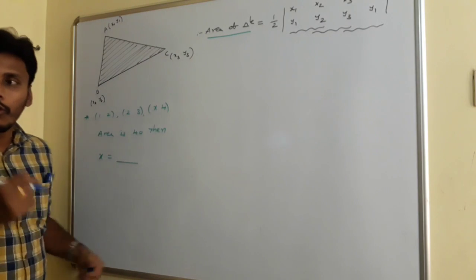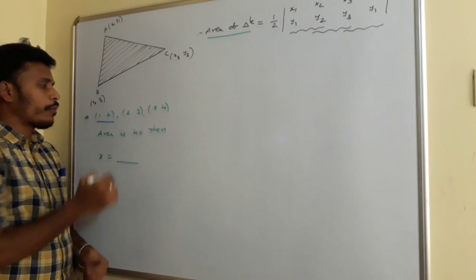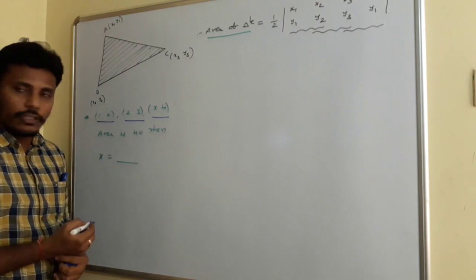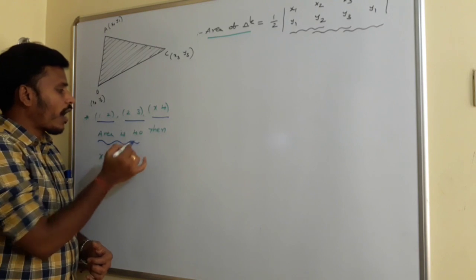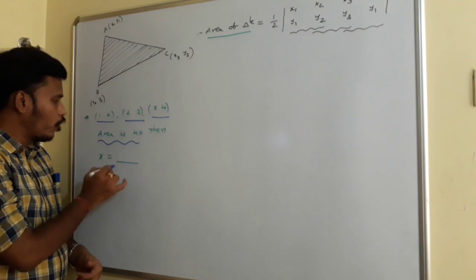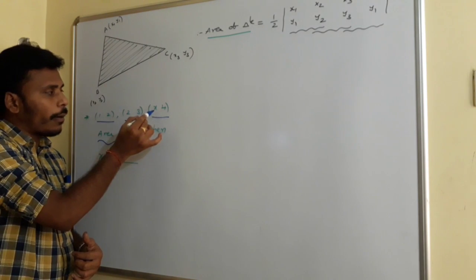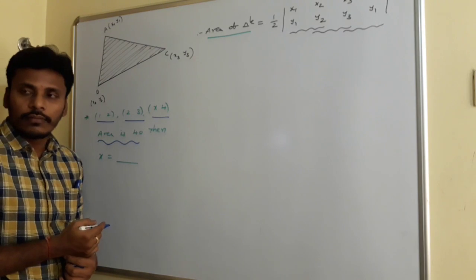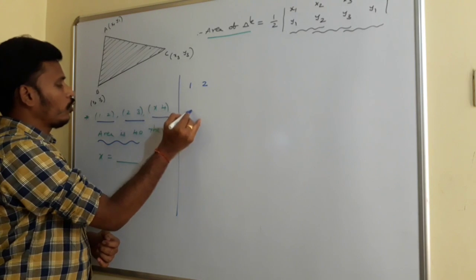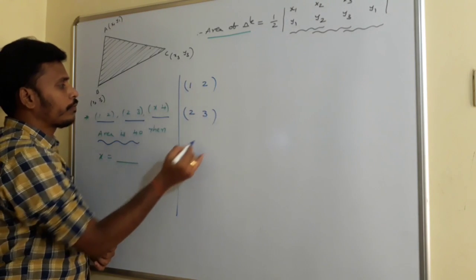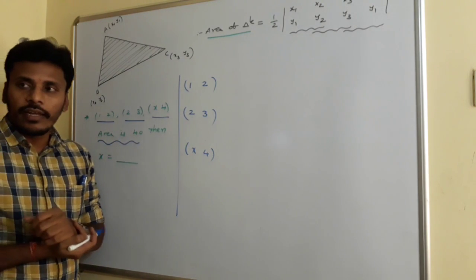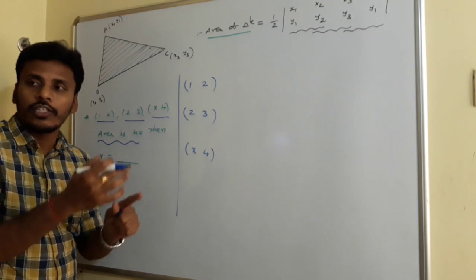See, I have a problem on the board. 1 comma 2 is one point, 2 comma 3 is another point, x comma 4 is the third point. The area of the triangle formed by these 3 points is 40 as given, and we need to find the value of x. The value of x is missing in the question, and you need to find it. If you look, 3 points are given: (1,2), (2,3), and then (x,4). Area is given as 40, right? So you just find the area and equate it to 40.